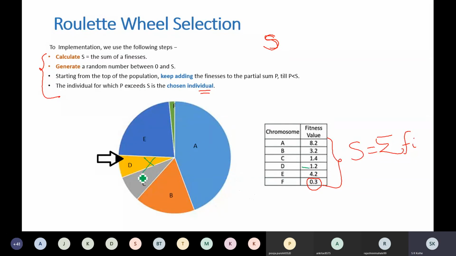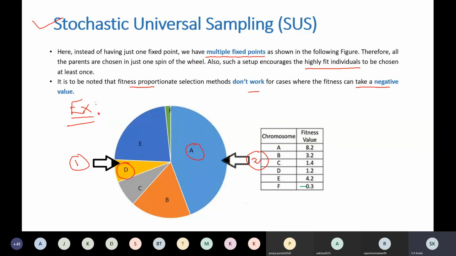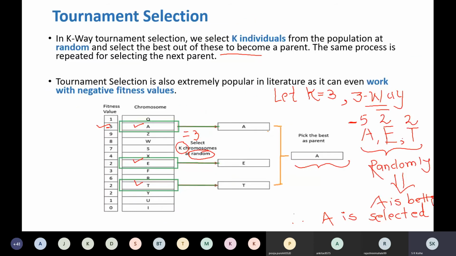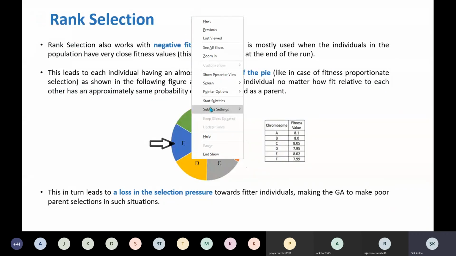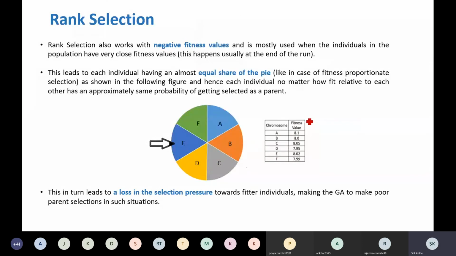So both these methods cannot be used if the fitness value is negative, and some problems generate negative fitness values. Therefore, tournament selection can be used in that case. Okay. Then the next technique is rank selection. As its name suggests, some ranking might have been done out here. Okay, we will see how. So this is rank selection.